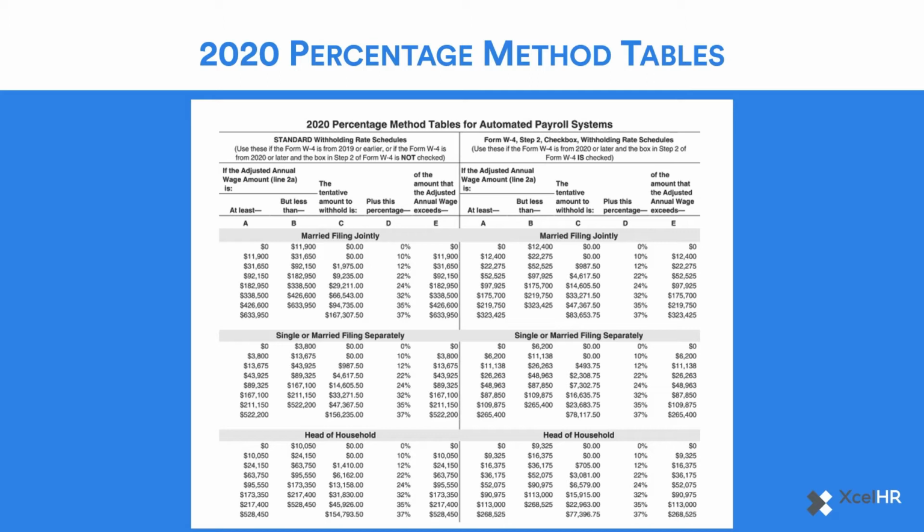The 2020 percentage method tables are what are used for calculating the withholding tax for an employee. On the left-hand side of the page, you'll see the standard withholding rate schedule, and this is used for your employees with just single jobs. On the right-hand side, you have the tax table for the ones with multiple jobs.